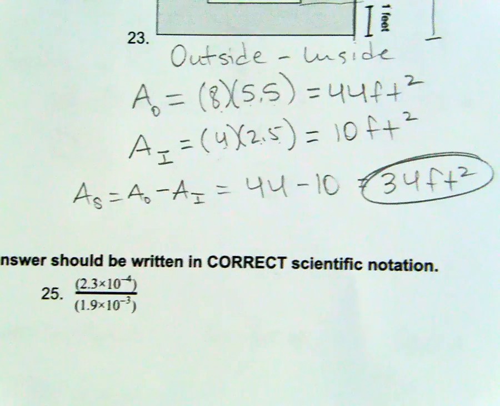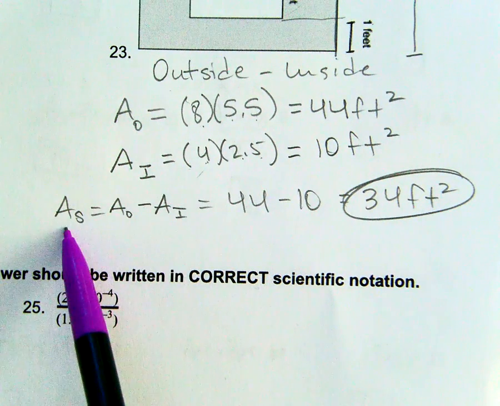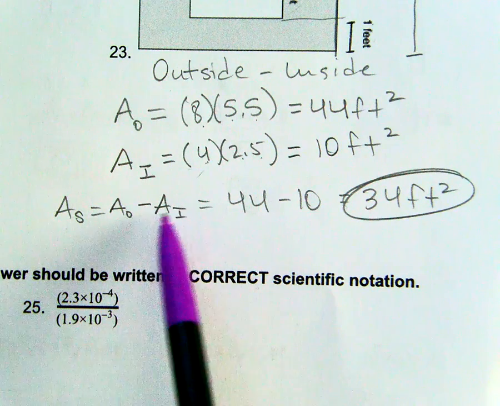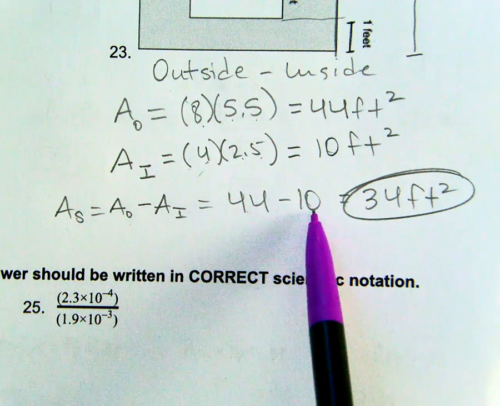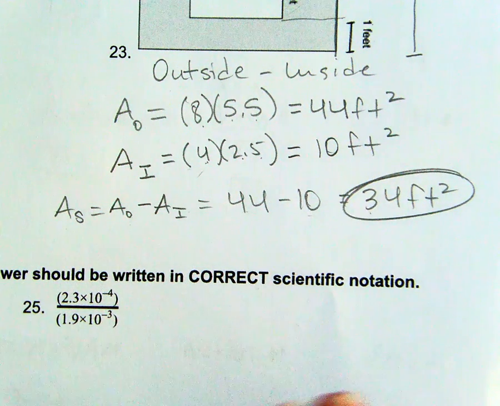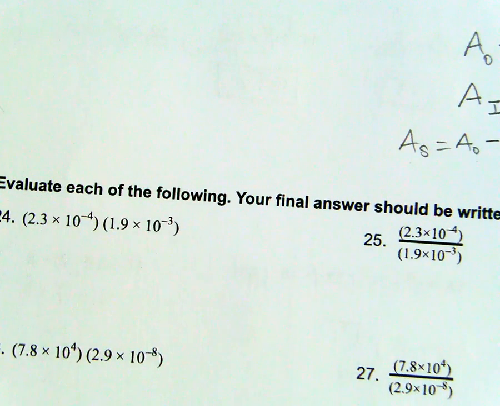Oh, hi, you couldn't see any of that. Area of the shaded is outside minus inside, so we do 44 minus 10, and we get 34 square feet. This is a question that ACT loves to ask.